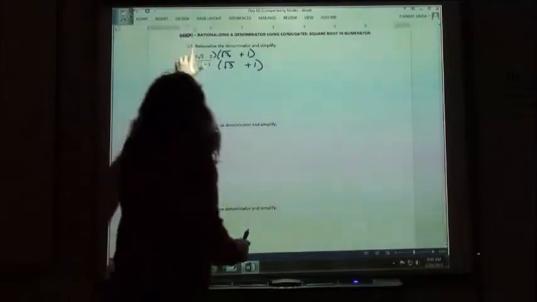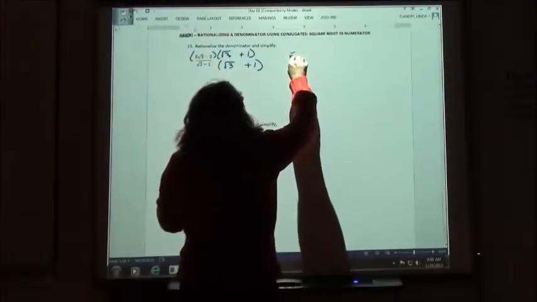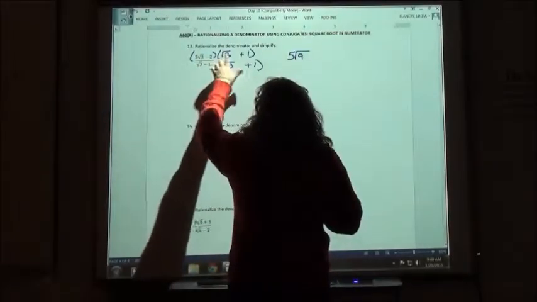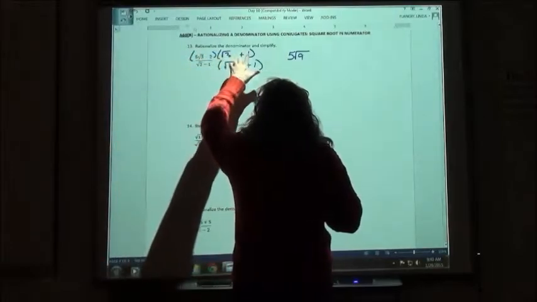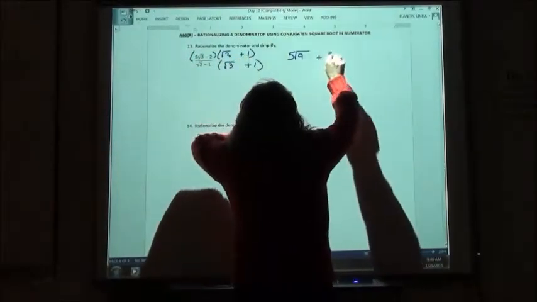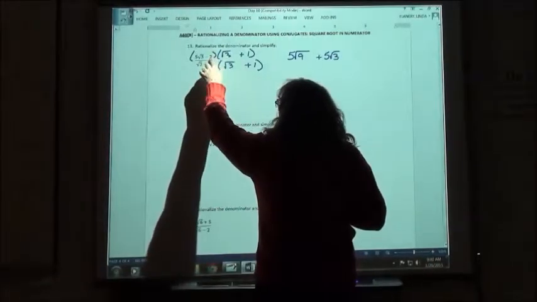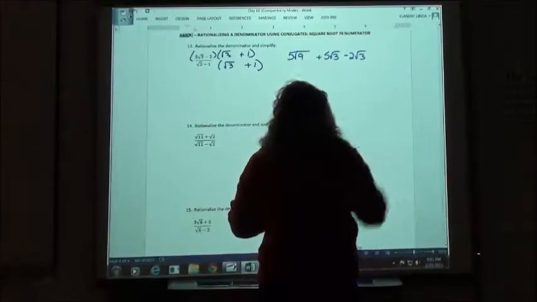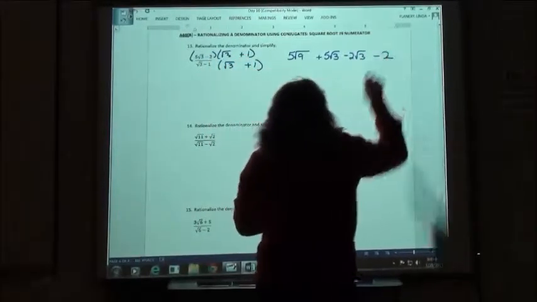So 5 square root of 3 times the square root of 3 would be 5 square root of 9, right? So just multiplying the square roots together. 5 square root of 3 times a 1 would just be 5 square root of 3. Negative 2 times the square root of 3. Negative 2 square root of 3. And then negative 2 times a positive 1 is minus 2.